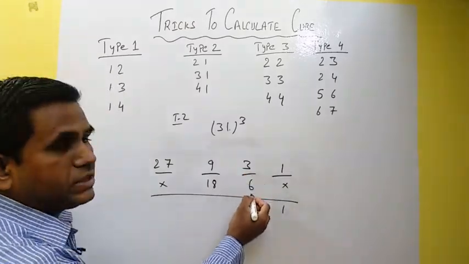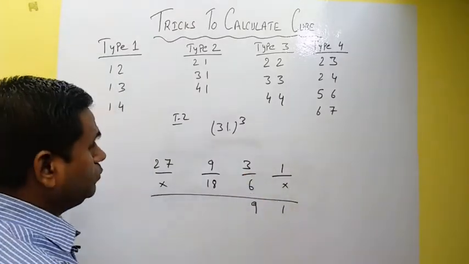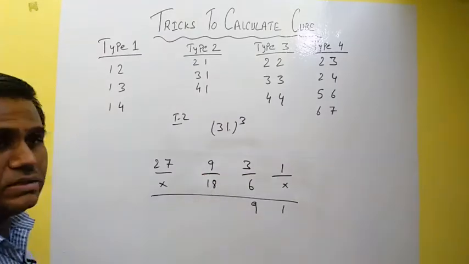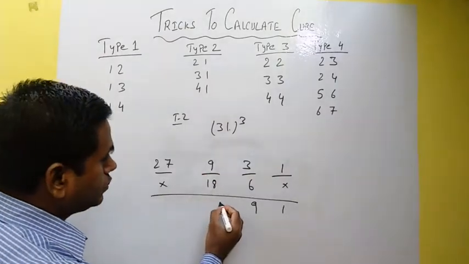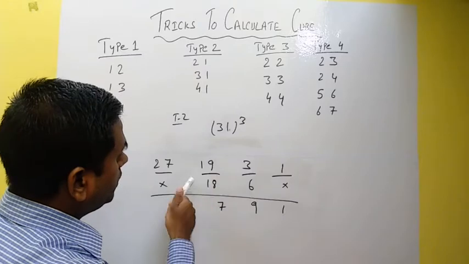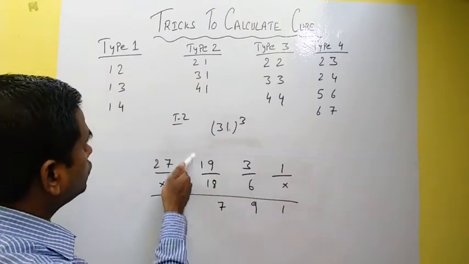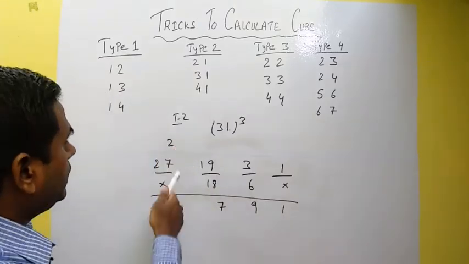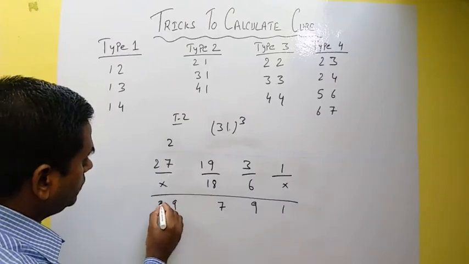Now let's just add it. 1 here. 6 plus 3 is 9. Now 8 plus 9 is 17. So 7, 1 carry forward. 1 plus 1 is 2. So 2 will come here. And 7 plus 2 is 9. 2.